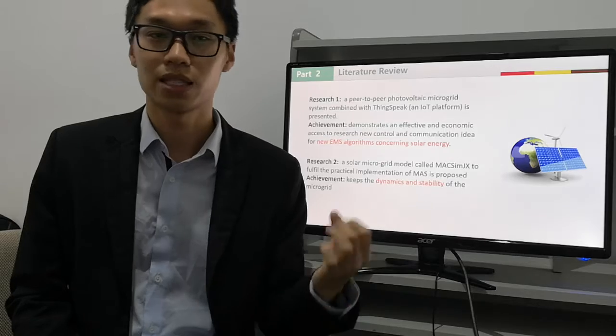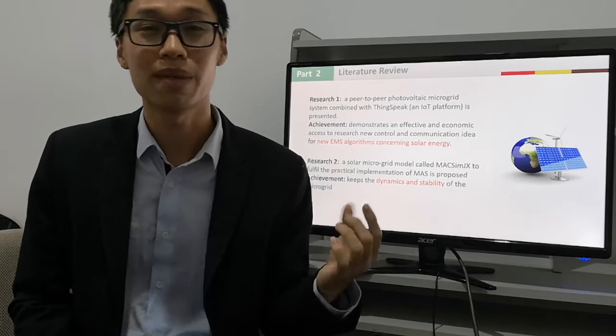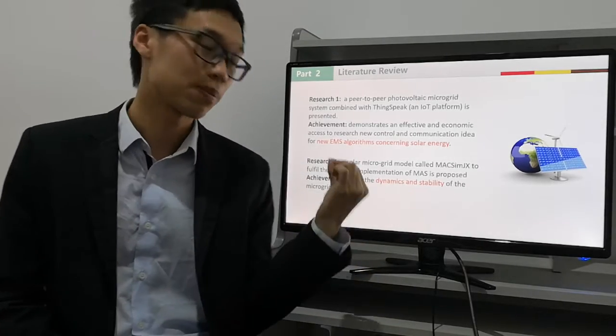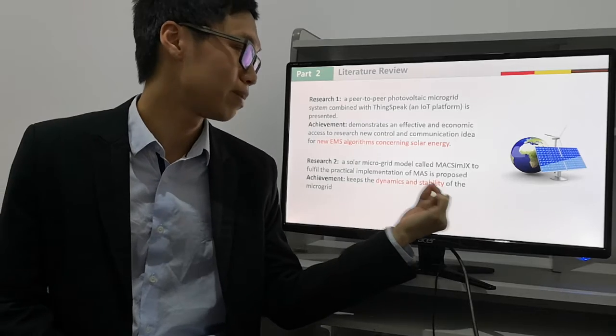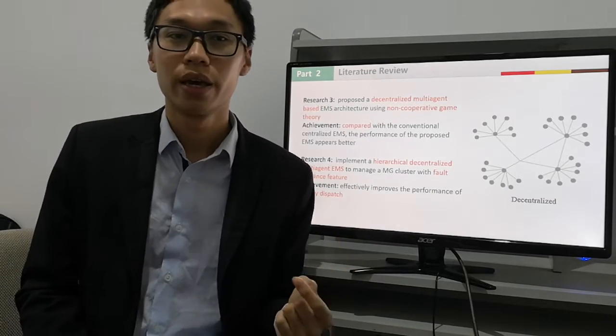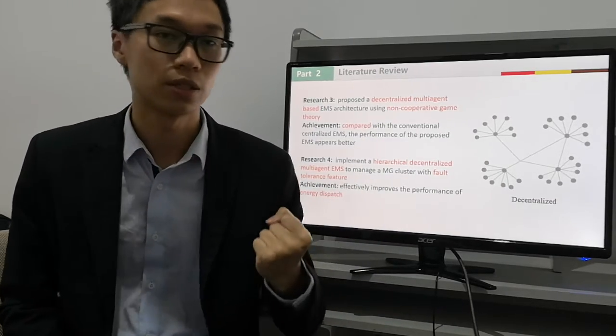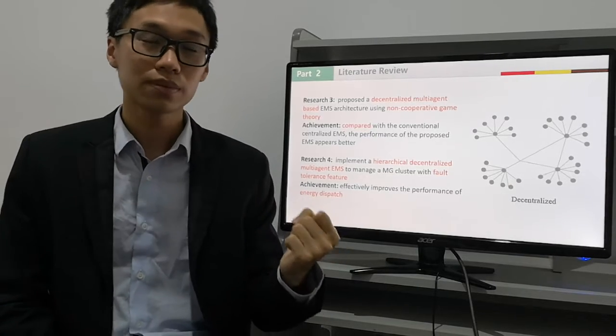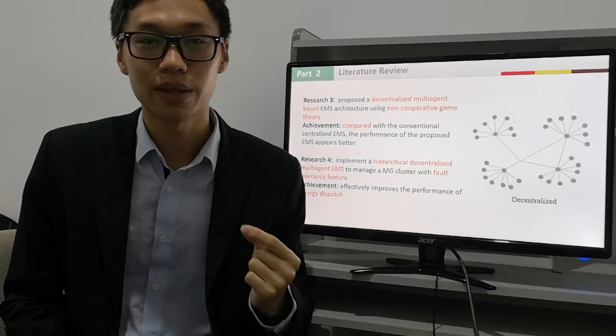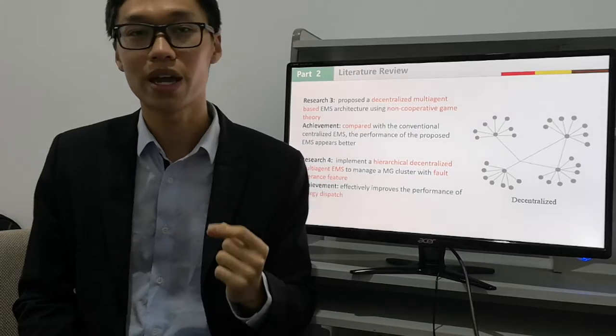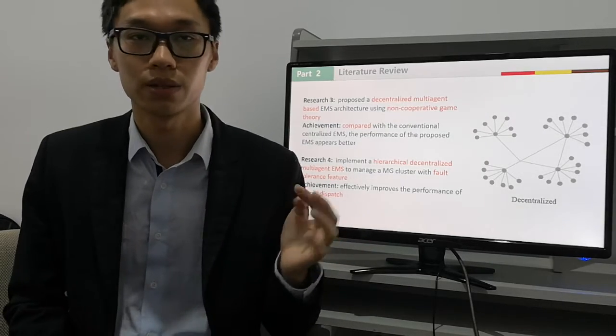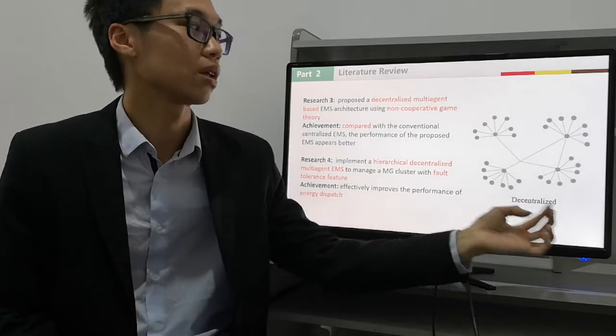And in research 2, a solar microgrid model has been implemented and proposed, and they can keep the dynamics and stability of the microgrid. And also, as we mentioned in chapter 1 introduction, a centralized framework microgrid has become outdated, so many research have worked on decentralized microgrid.